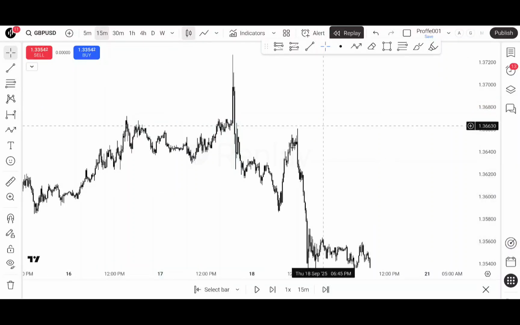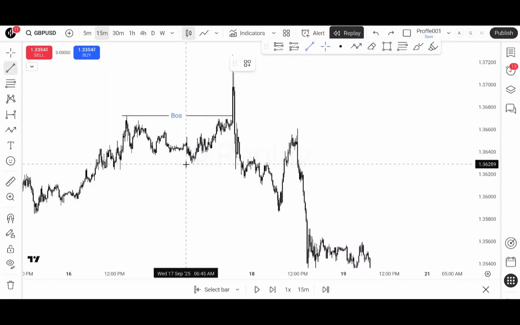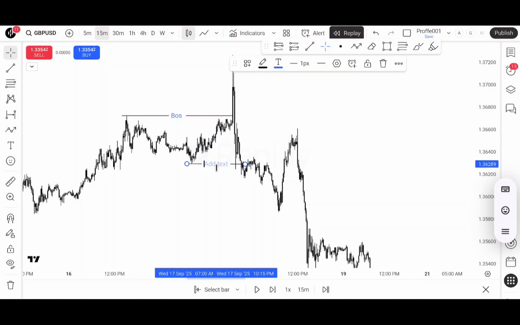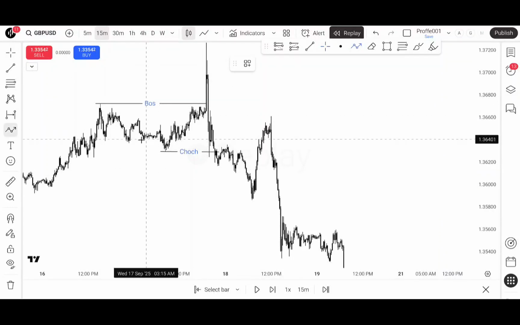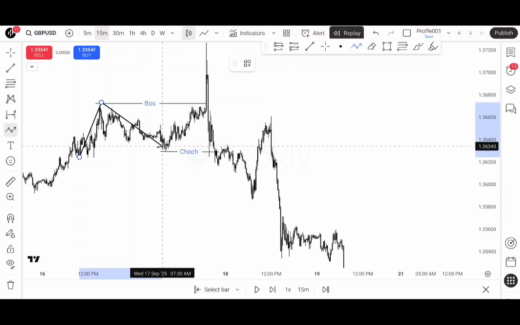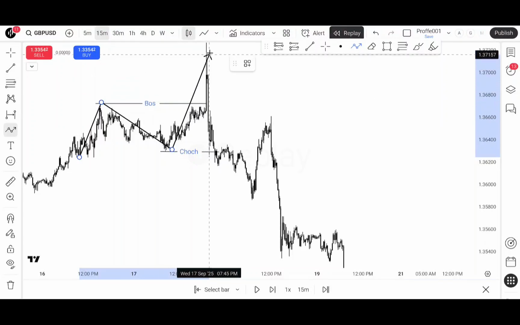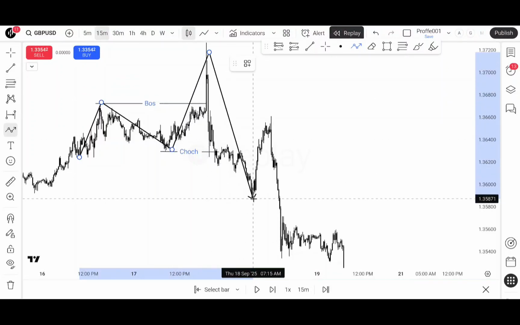After the last break of structure, the market gave us a change of character. This here indicates a change of character. After the change of character, what do we see next? We start seeing series upward. Let me mark it from here. See, I told you this will happen in the 15-minute time frame.